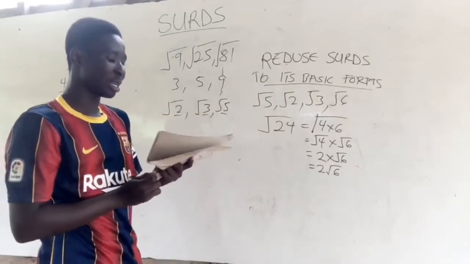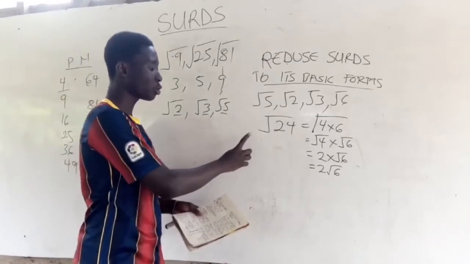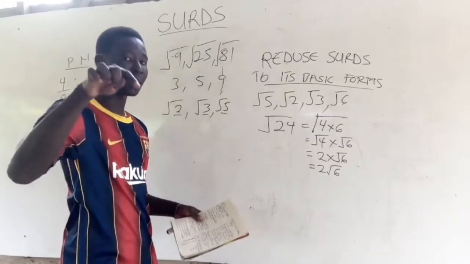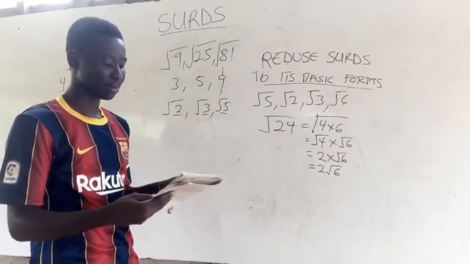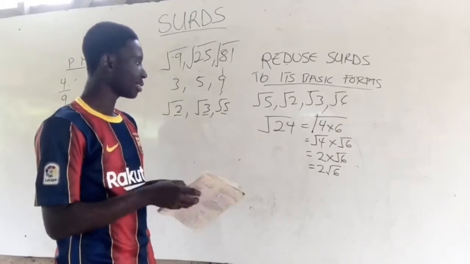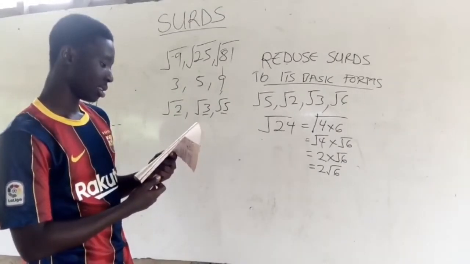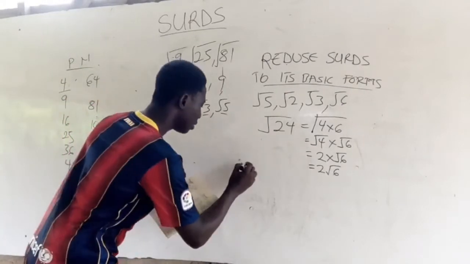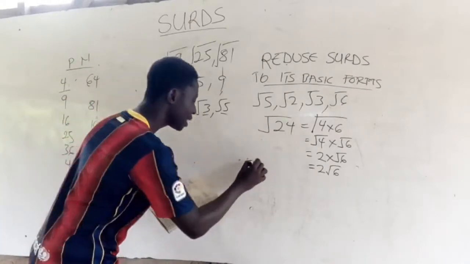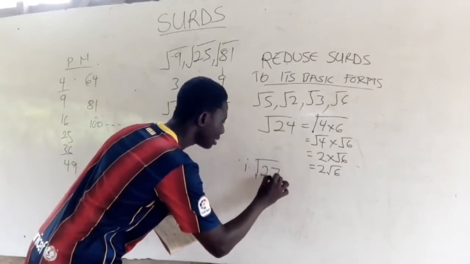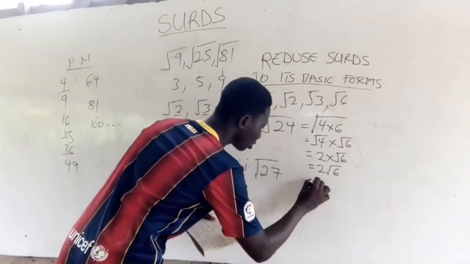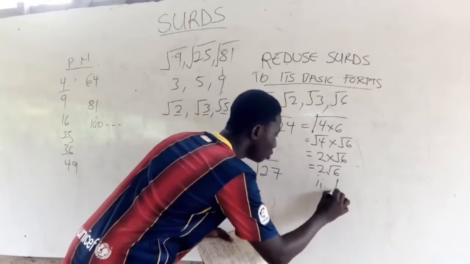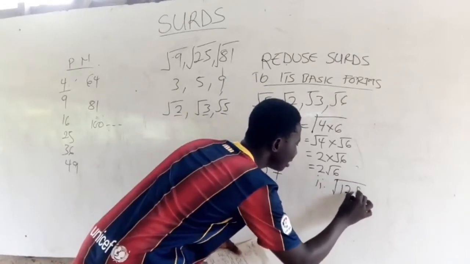Now let's solve some questions. I'm going to give out 2 questions. I'll solve one and you solve one, and let me see your answer in the comment section. Example: the first one is mine, which is root 27, and the second one is yours, root 128.